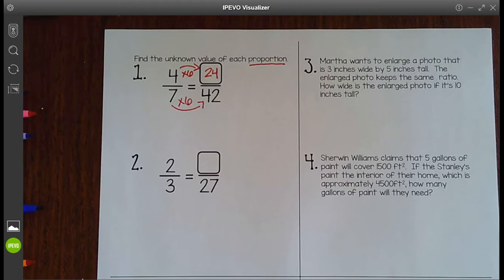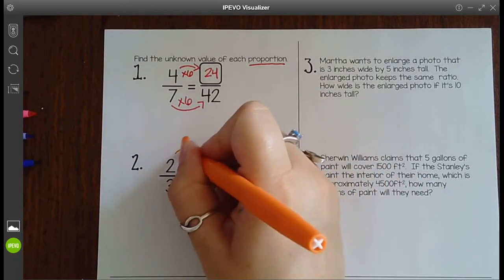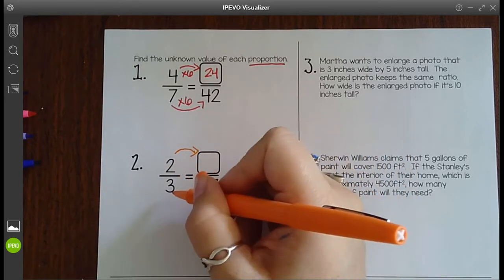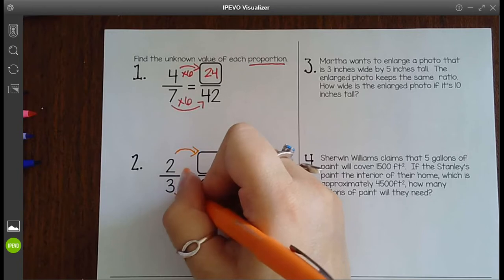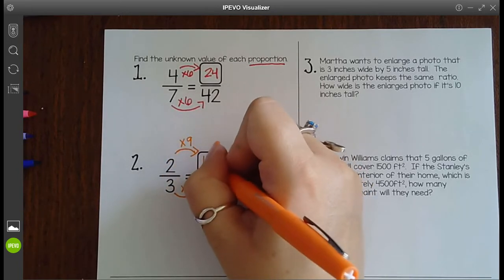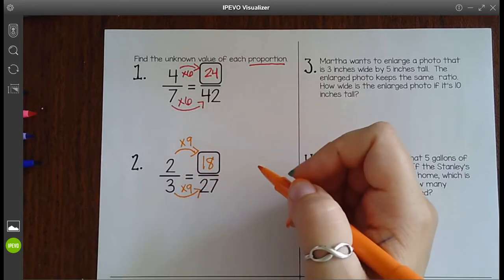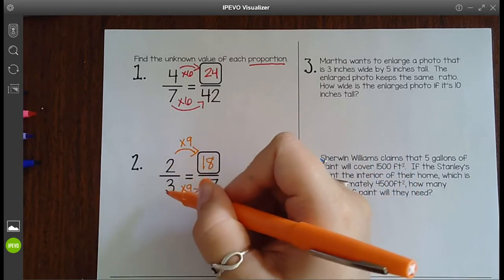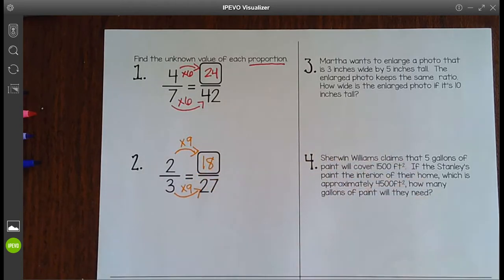So let's go ahead and try to solve this proportion. Again, go towards your unknown. So I'm going to go this direction. 3 times what is 27? 9. So then 2 times 9 is 18, which means this missing blank would have to be 18 to make this ratio be equivalent to this ratio, or have this proportion be equal to each other.